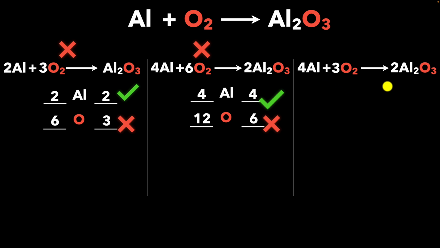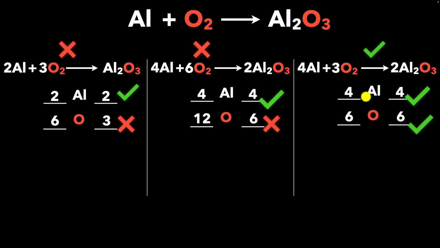So what about this one? This could be it. Let's see. Aluminium, 4 on the left, 2 into 2, 4 on the right. This works out. 3 times 2 for oxygen, 6 on the left. And 2 times 3, 6 on the right. This works out. This is the one. Yay, this equation is balanced.